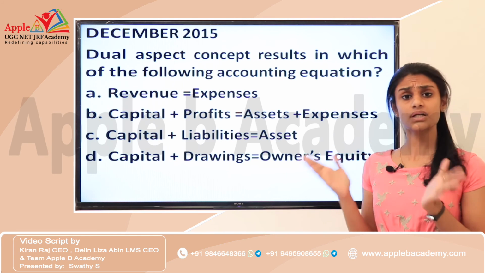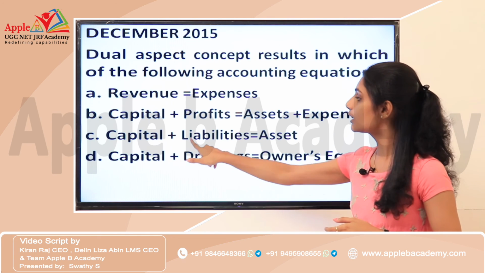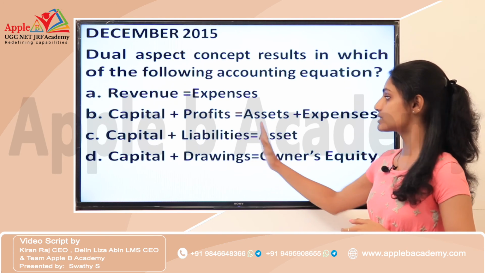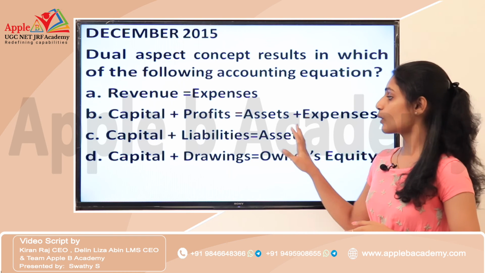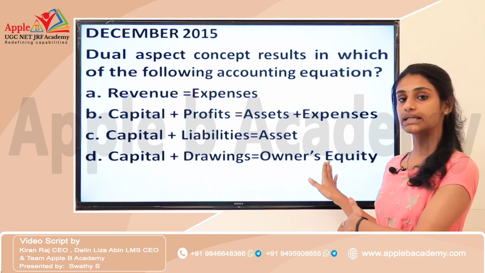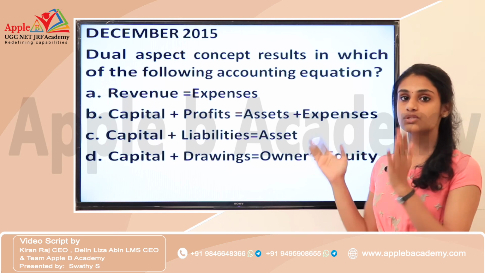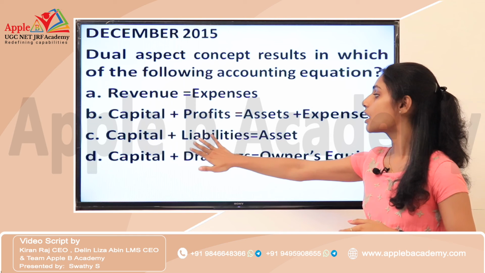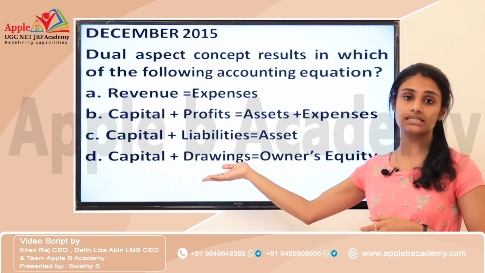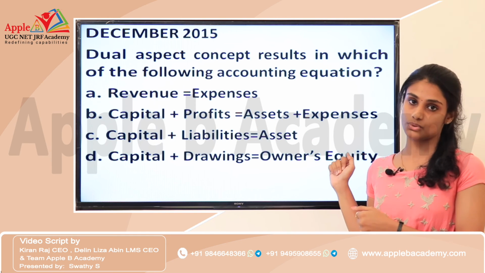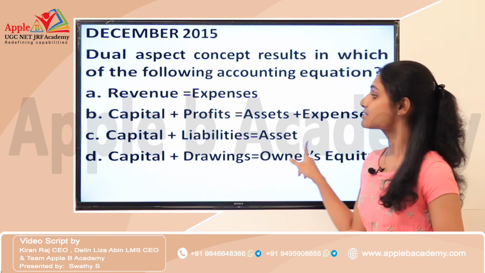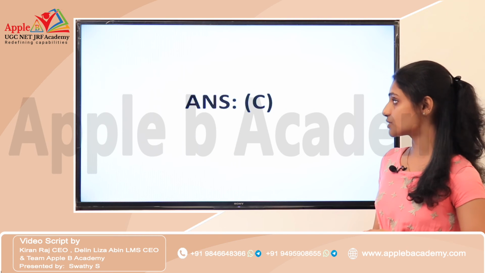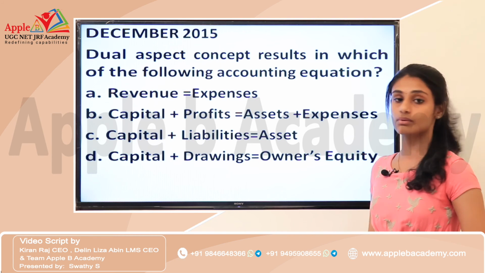We know that they are different entities. So this equation speaks about the dual aspect concept, that is capital plus liability is equal to asset. These are the two sides of a balance sheet, isn't it? Any change happening on one side will also result in a change on the asset side. That's why the balance sheet is always equal, always tallying. The reason is that whenever there is a change on the liability side, the same change happens on the asset side also. So this equation, option C, capital plus liability is equal to asset, is the correct answer based on this principle.